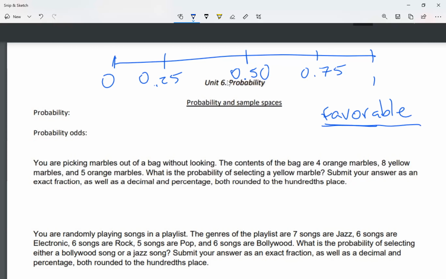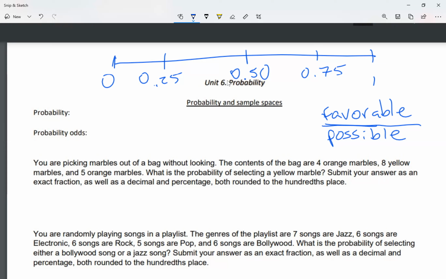Favorable outcome. So this is what I want. Okay, this is what I need. My favorable outcomes. The number at the bottom are my possible outcomes. Usually, if I do things correctly, the favorable is a number smaller than the possible. So that's why I said your decimal will always be in between 0 and 1. So my probability odds are favorable outcomes divided by possible outcomes.